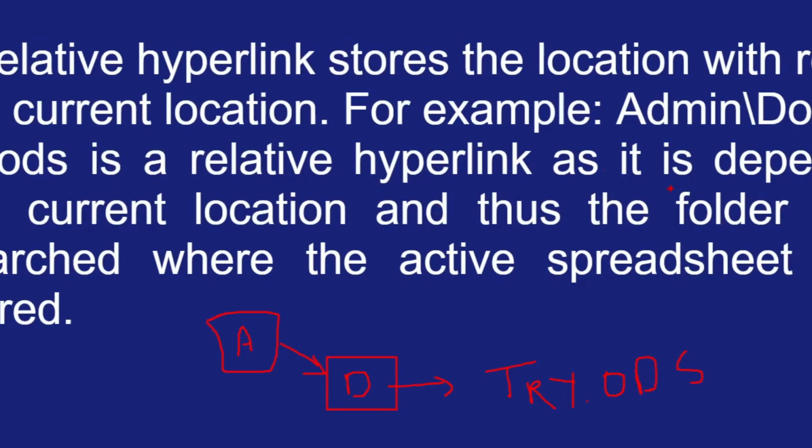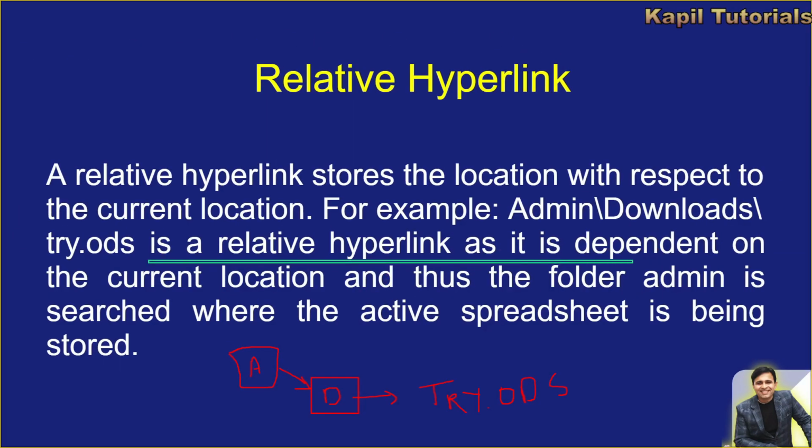So it is a relative hyperlink, as it is dependent on the current location. Whenever we are creating a hyperlink where only the folder name is given on the top, that means it is a relative hyperlink. Because whenever we are searching a file, the folder admin is searched in the active spreadsheet. Okay, I hope this is clear to you.